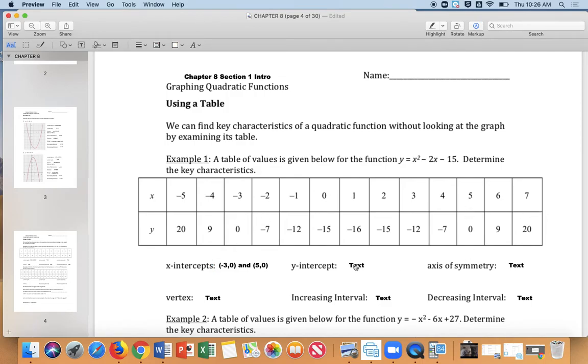Now let's look for our y-intercept. This is when x is 0. So let's go up here to our x values, and we're going to look for 0, and there it is. So 0, -15.